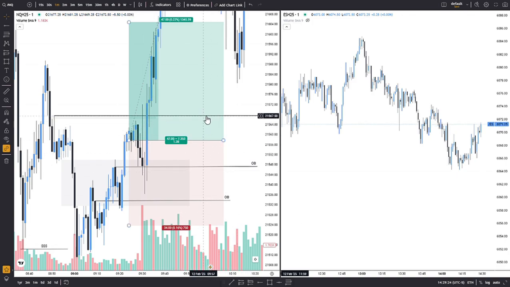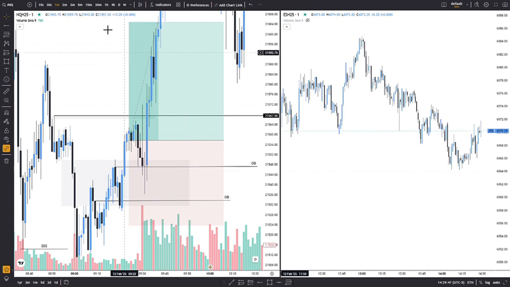but we also swept this supposed break even and went down. So this trade would have been a break even for me anyways. But the thing that I didn't see at the time was that we respected this breaker block.